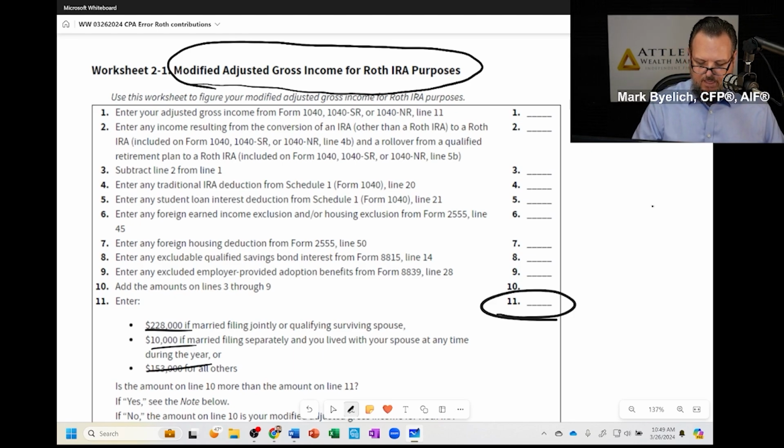So you add up everything here, then that gets you to line 11. And if it exceeds these numbers that I shared with you before, then you can't contribute to a Roth IRA. But in the case of these folks, it did not exceed it. In fact, they could do a full contribution for both of them. Absent the conversion, the entire adjusted gross income was just about $190,000. So there was plenty of room for that modified adjusted gross income calculation if we took out the conversions correctly.